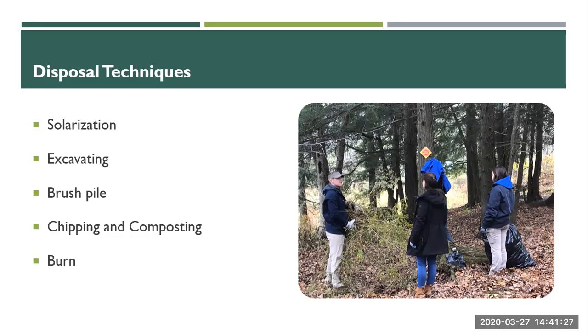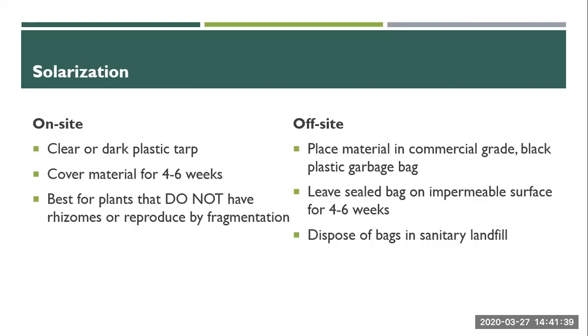And depending on your plant, you can use a variety of these different methods. You can use them in combination, or some plants are better off using just one. So solarization, there's two different types of solarization. There's on-site and off-site, and both involve using the sun's rays to basically heat up the plant material and cause it to die off. So on-site would mean you are leaving the plant as is.